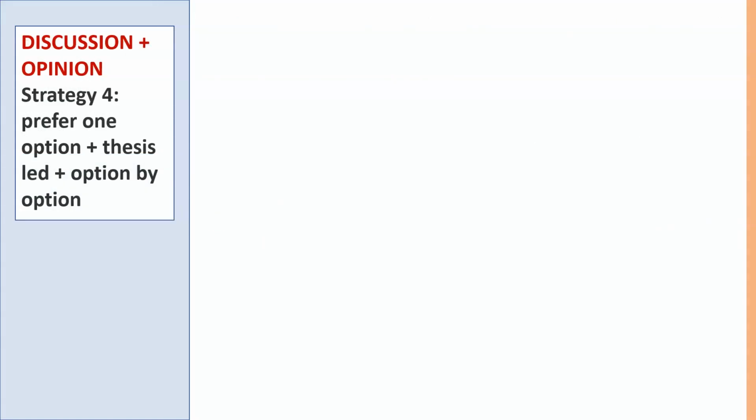Okay, let's move on to our fourth strategy. Don't panic, there are only 5. And here we are showing how you can write an essay where you prefer one option. So we don't have a consensus here, we prefer one option. This is thesis-led, so we're going to give our position in the introduction, and it's still option by option.